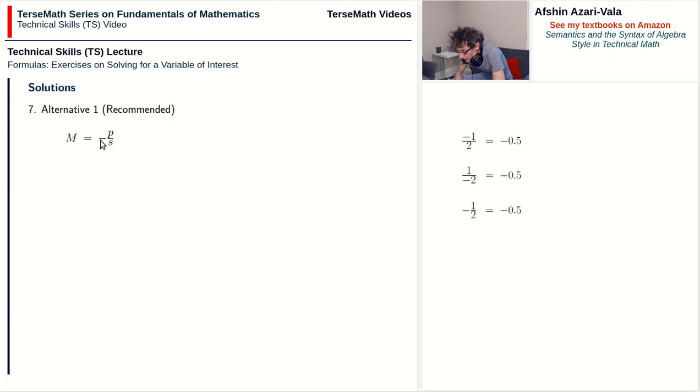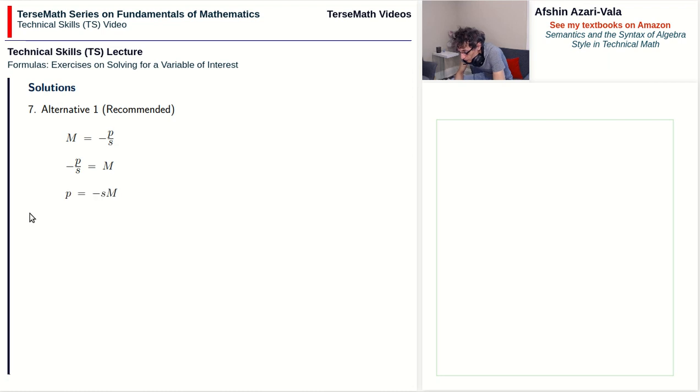Okay, so here we can associate the negative sign to P or to S. Because I'm solving for P, I'm going to associate the negative sign with S, and then negative S, which is being divided by, moves diagonally up and multiplies. So let's switch sides. And now we associate the negative with S, and then we move it up and multiply the right side by it. So we get P is equal to negative SM.